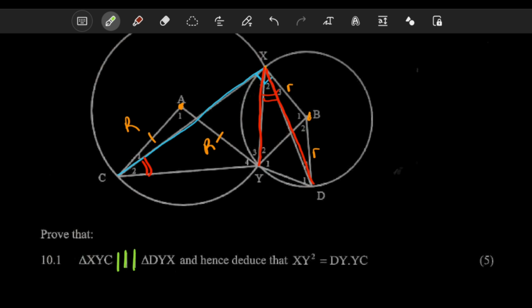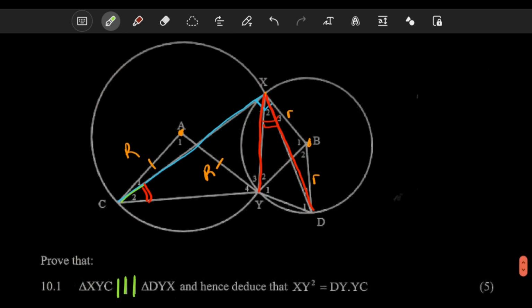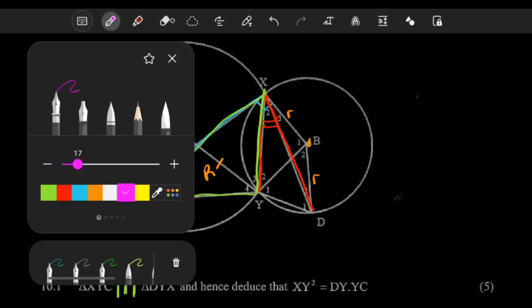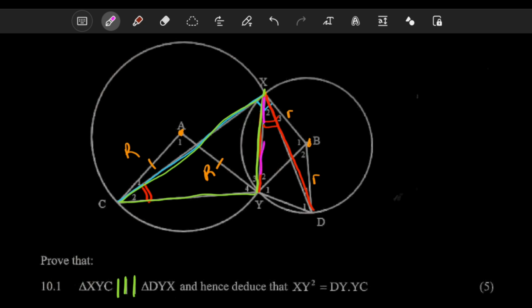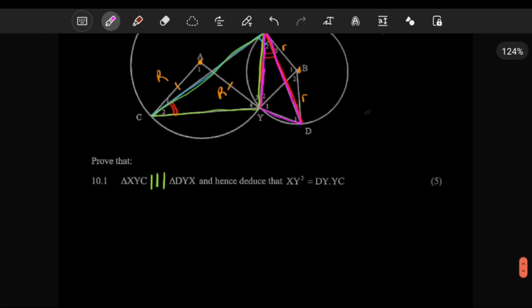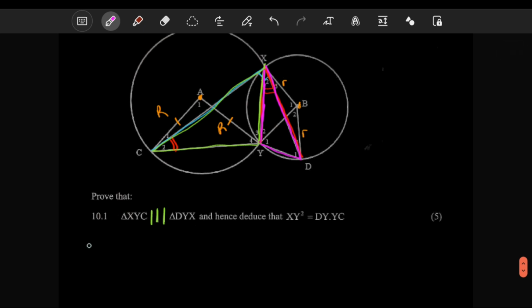DYX. Oh well, that's not too bad. I mean, we already saw one pair of angles that are equal, because of the tan chord theorem. We love the tan chord theorem. We love it so much. Anyways, let's state what we know. X2, or rather big X2, X2 is equal to C2.